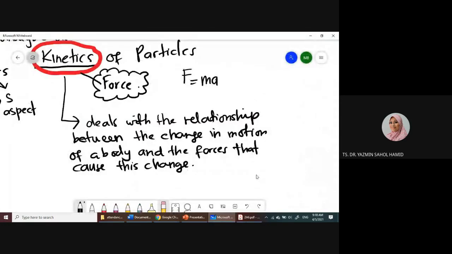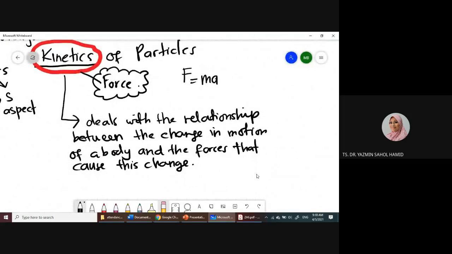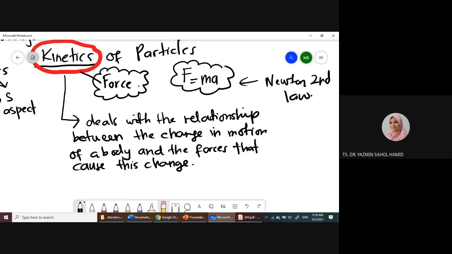Okay. So today we're doing kinetics of particle. The basic of kinetics of particle is using F equals ma, which is what you call Newton's second law. So basically for chapter 2, we're going to use Newton's second law, F equals ma, throughout our study.